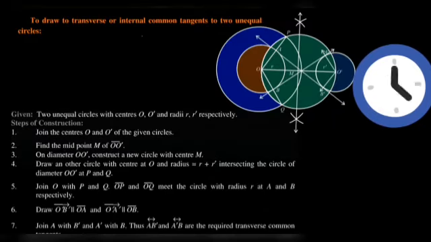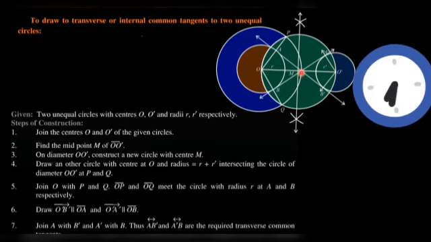Next is how to draw transverse or internal common tangents to two unequal circles. We are given two unequal circles with centers O and O prime and radii R and R prime respectively. This is the bigger circle. This is the smaller circle. R is the radius of this circle and R prime is the radius of the smaller circle. First of all, find the midpoint M of the join of these two centers O and O prime.